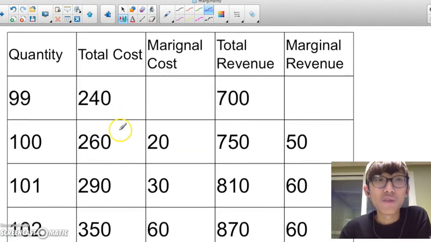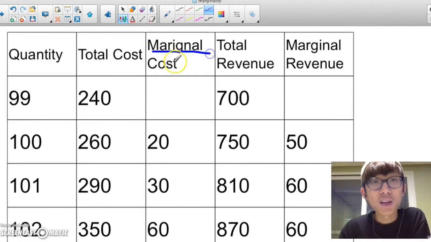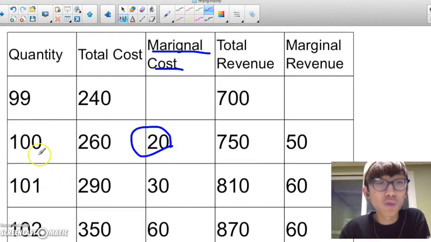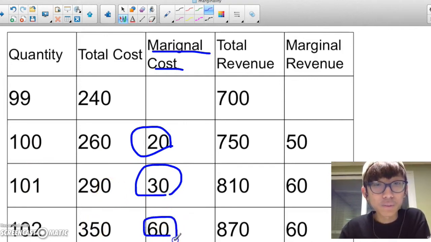Here we have a graph, and let's say this firm is producing teddy bears, and the total cost of producing 99 teddy bears is $240, and producing one more becomes $260. Then marginal cost, as I defined, the additional cost of producing one more quantity, is $20, and it's the same thing for producing one more, it's $30, and producing one more, 350 minus 290 equals $60.